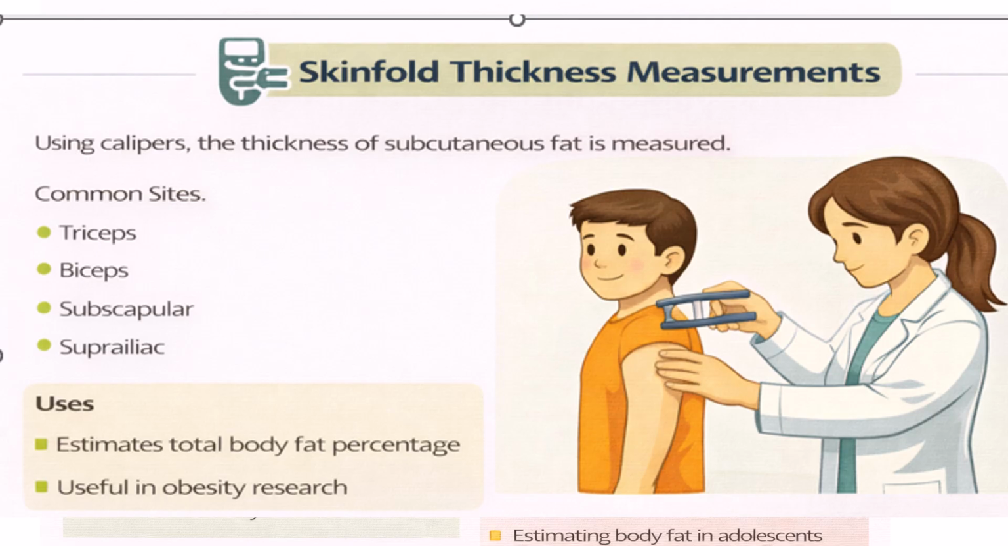Skin fold thickness measurement makes use of calipers to measure the thickness of subcutaneous fat in the body. Common sites are the triceps, the biceps, the subscapular, and it is used to estimate the total body fat percentage, and is very useful when you are doing research around obesity.